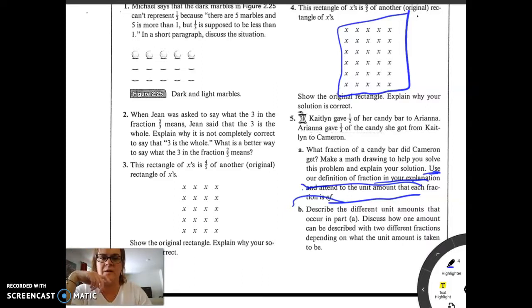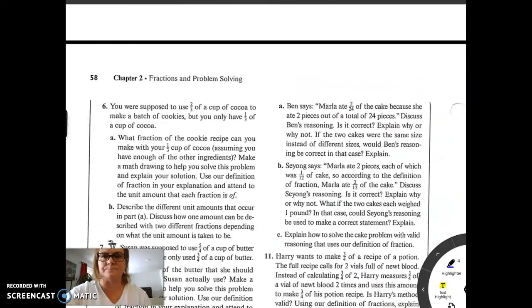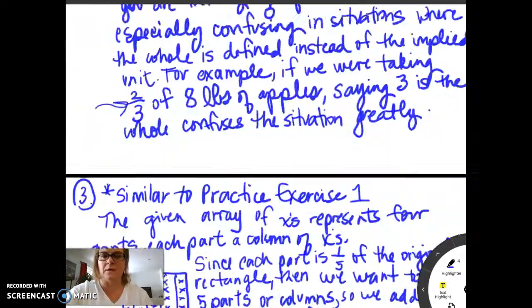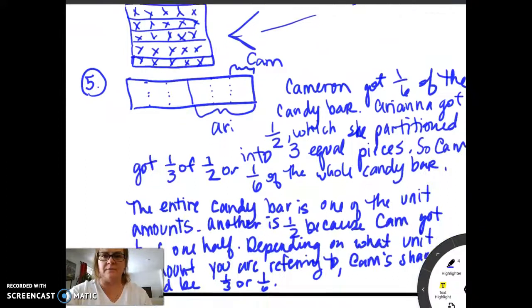Part B, we have to describe the different unit amounts that are occurring in part A, and really in the process discuss how one unit amount can be described with 2 different fractions depending on what the unit amount is taken to be. So let's go ahead and look at number 5.